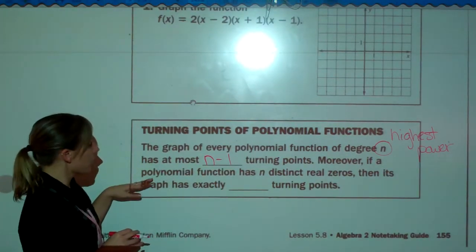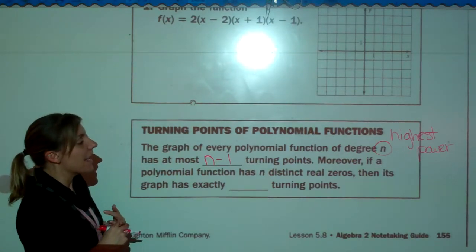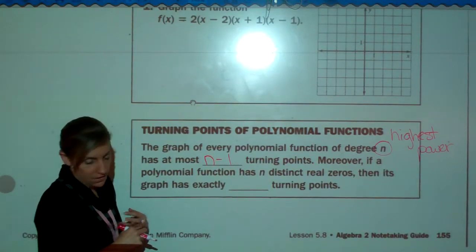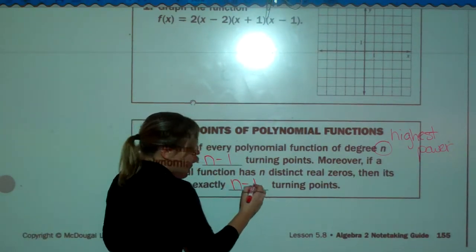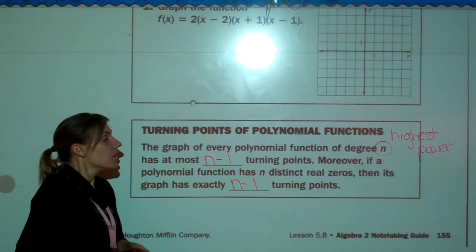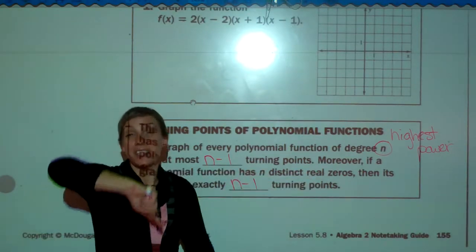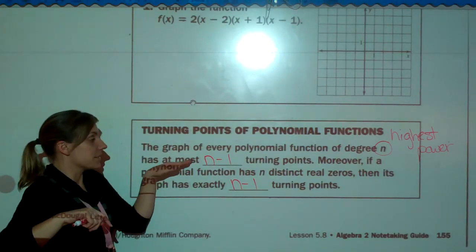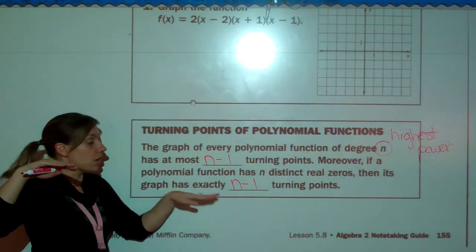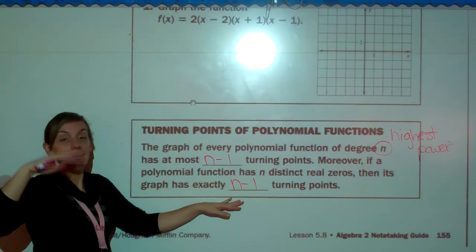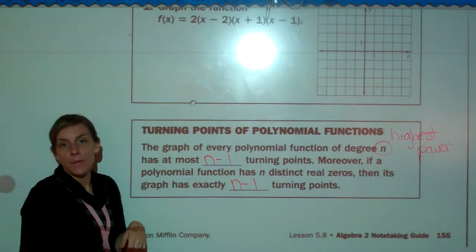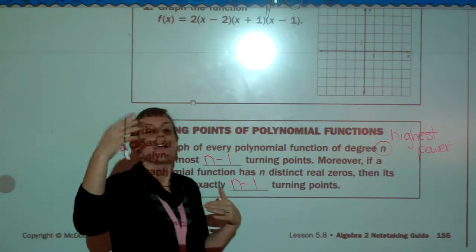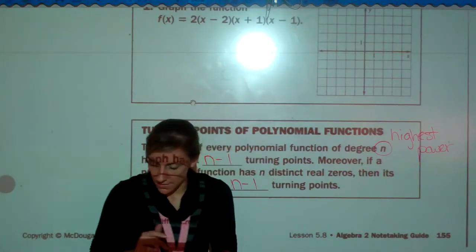Okay? Moreover, if a polynomial function has n distinct real zeros, then its graph has exactly one less turning points. Okay? And real zeros just means it actually crosses the axis. So if it crosses the axis, then that means that the turning points is one lower, and there's exactly that many. And we'll talk about what that means, like in class, like what the highest exponent means, and that the turning points kind of go the opposite of that.